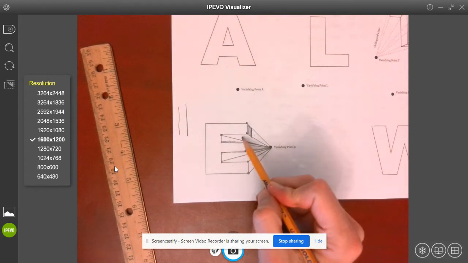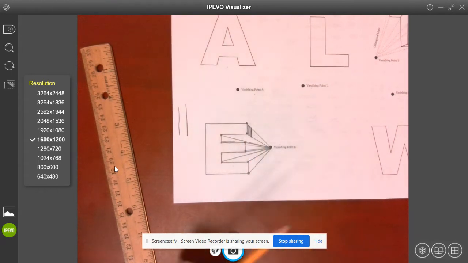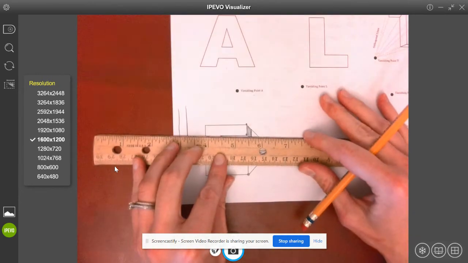All right, I'm going to go to this next section here. So this is the side of the letter that goes here. I'm going to put my ruler on the E.